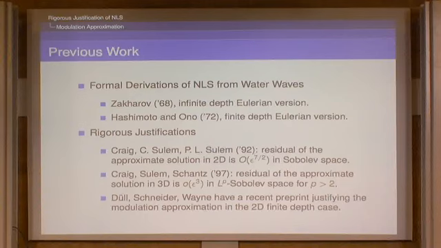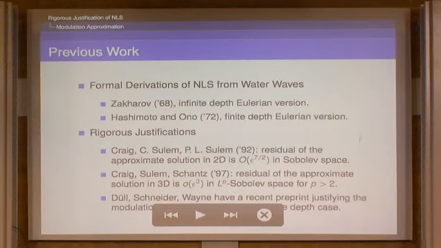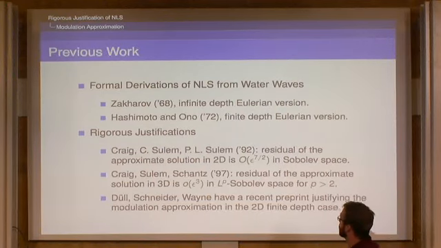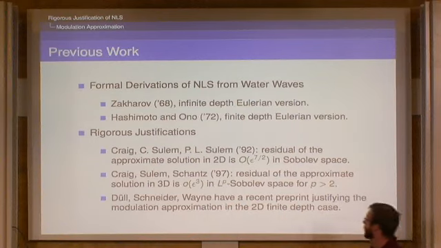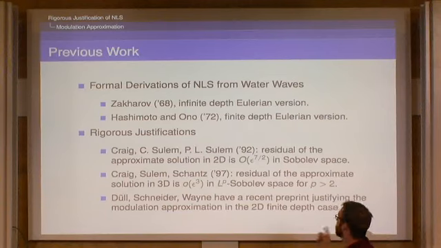And then I guess a little bit later, Craig, Schanz and Sulem in the later '90s, they did the same thing in 3D, but instead of having control over the residual in L2, they did this in L^p for p bigger than 2. And that'll be a little important for my purposes later, but this is the kind of thing that you want anyway. And then very recently, as we heard before in Guido's talk, Wolf-Patrick Düll and Guido Schneider and Gene Wayne, they have a recent preprint that does the full justification in the 2D finite depth case, whereas mine is the 2D infinite depth case. And as he mentioned, there are some big differences in the methods that we use from one to the other.